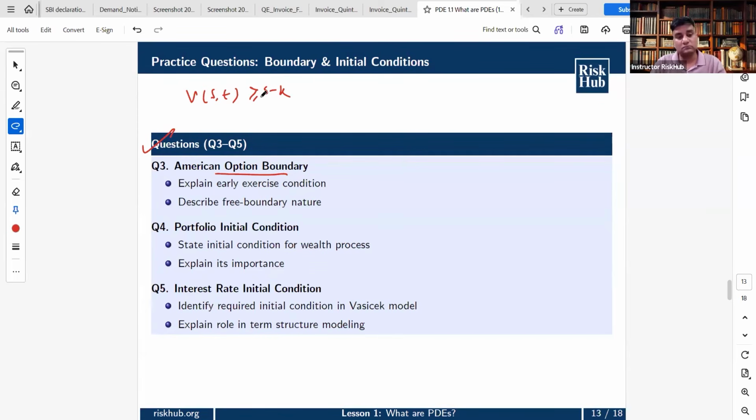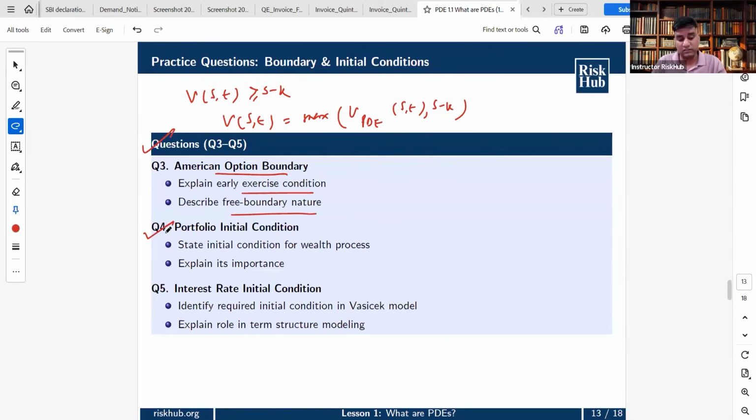And you can also say V of S comma T equals the max of V PDE of S comma T and S minus K, meaning at each point choose the higher value: continue holding or exercise. This is a free boundary problem because the exercise boundary is unknown. This is the free boundary which we are discussing.